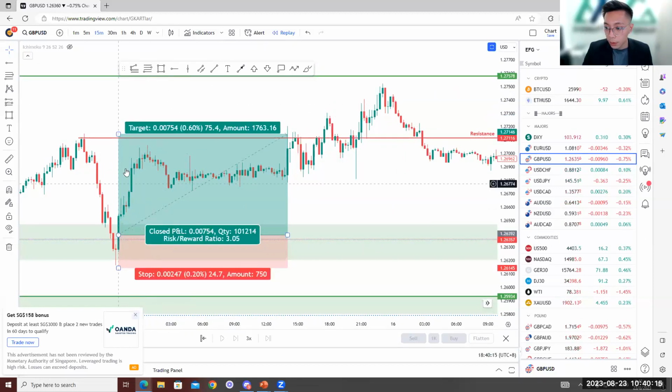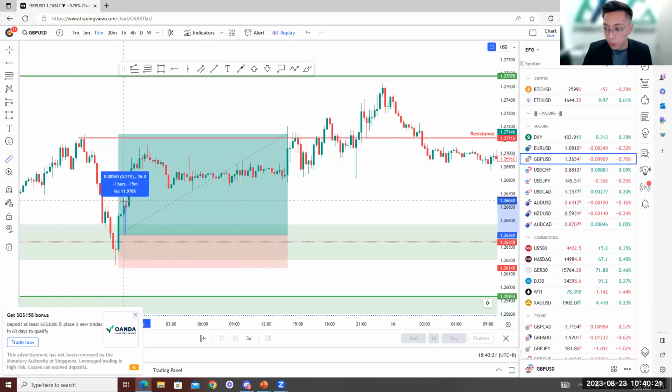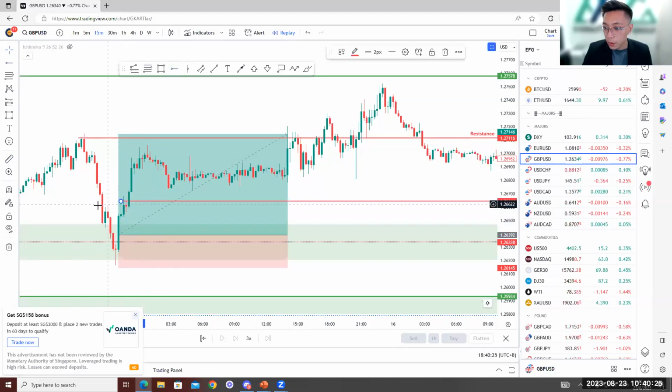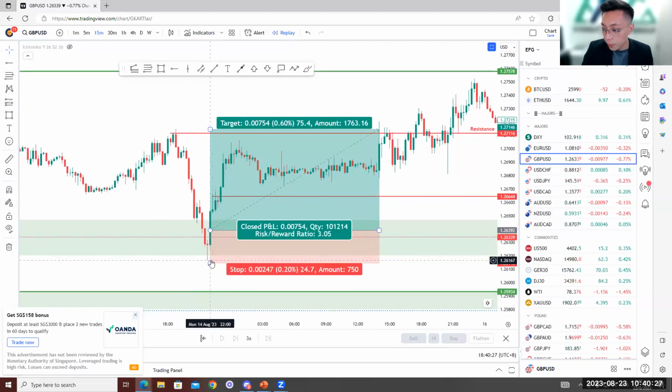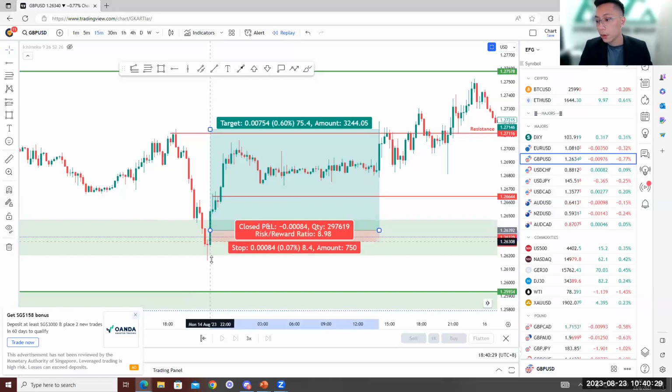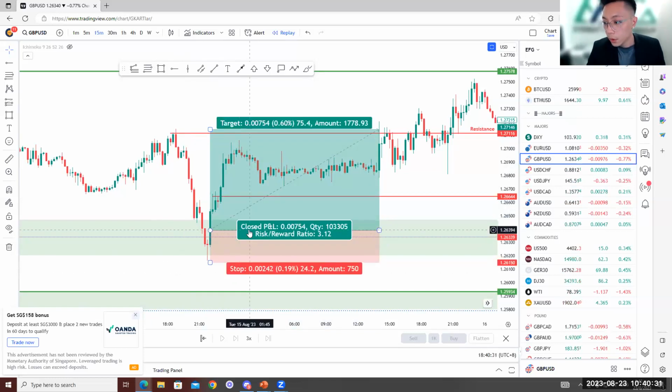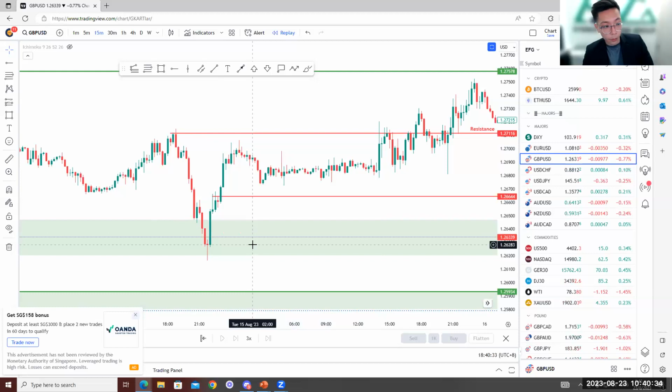Okay, and then once I have run 24 pips, once price is around this area, I will shift my stop loss to break even. Okay, very simple but effective strategy, and this is how some people actually trade price action only.